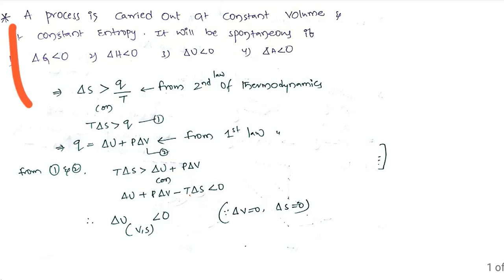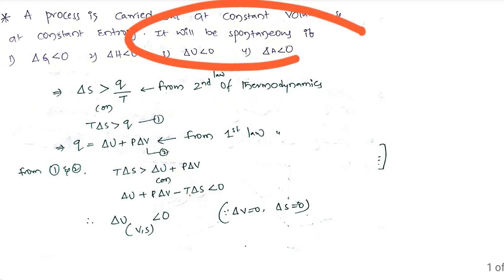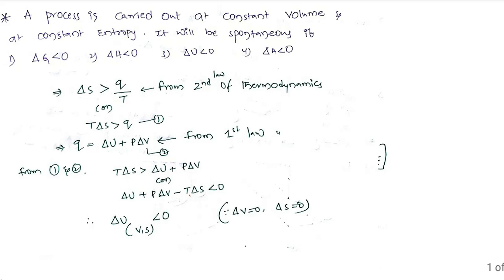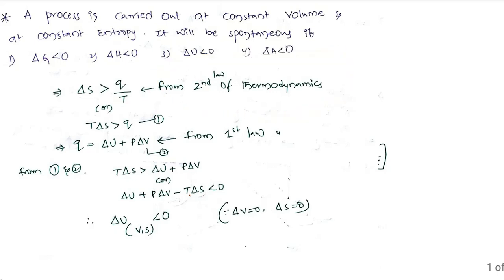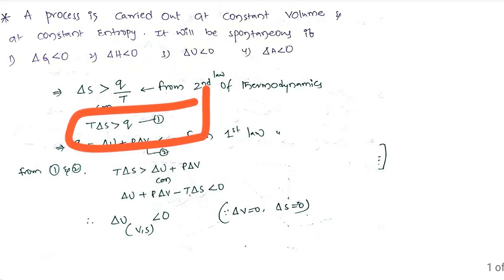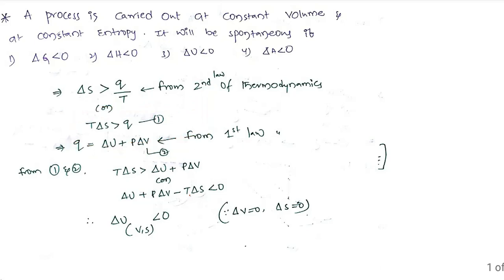Next one: a process is carried out at constant volume and at constant entropy. It will be spontaneous if... Here we know from the second law of thermodynamics that ΔS is greater than Q by T. ΔS indicates the entropy change, Q is heat and T is temperature. We can also write TΔS is greater than Q, and consider it as equation 1.